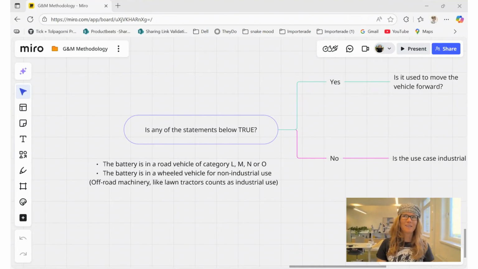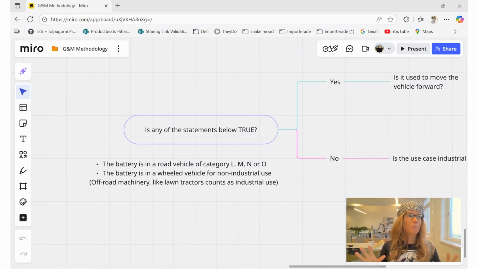The trick here is that battery regulation classification is a little bit tricky. You have to do things in a certain order to make sure that your battery ends up in the right classification. So I have actually done a decision tree. I'm very proud of this. It took me some time to think about all the cases that I would share with you. And if you want it, you can always reach out and we will send it to you.